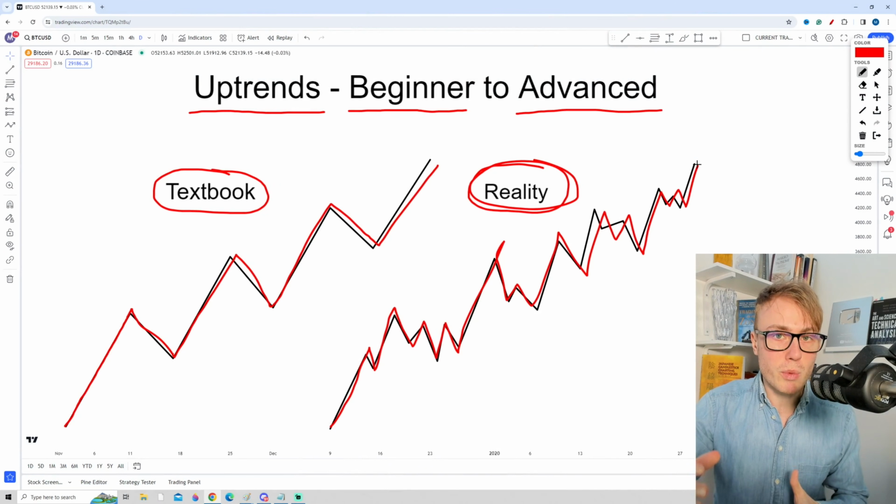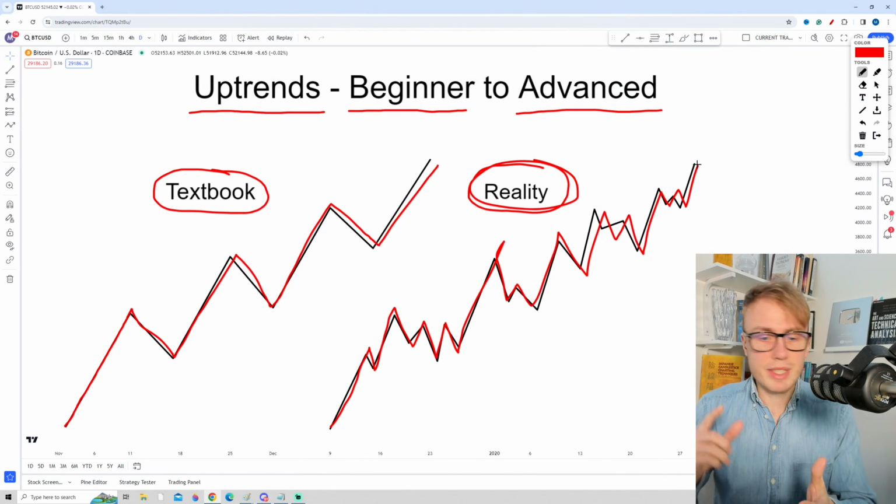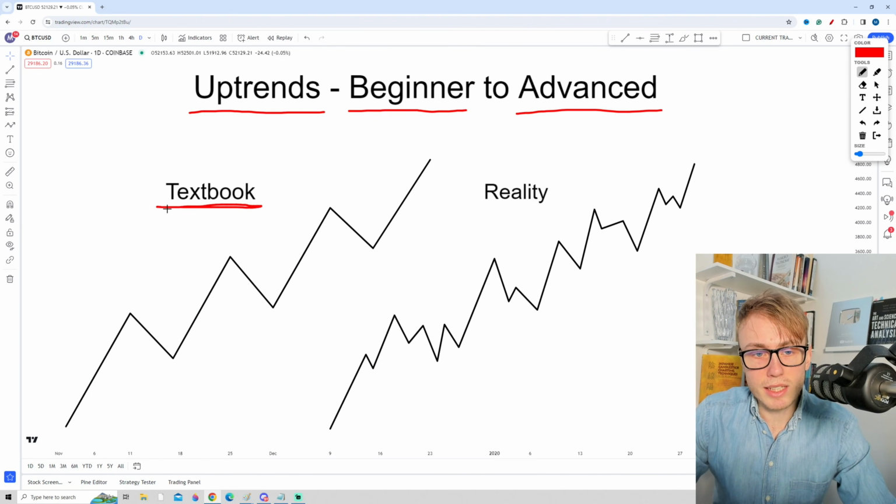We need a framework to first of all determine if we are in an uptrend or not, and we need rules to determine when an uptrend is about to end, and so on and so on. But let's start here by taking a look at the very basics of an uptrend, and let's take a look at this textbook example right here.